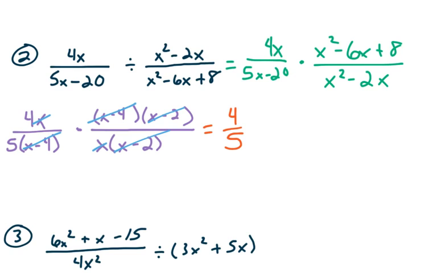So we're going to say that the original expression, this whole big ugly fraction divided by another fraction, is equal to just 4/5, as long as x is not equal to 0 or 2 or 4. Whatever x value you put in for this expression, as long as it's not 0, 2, or 4, it's going to work, and the answer every time is going to be 4/5. That's really what that is saying.